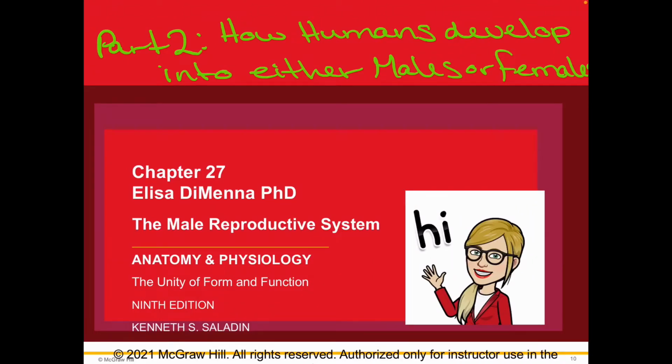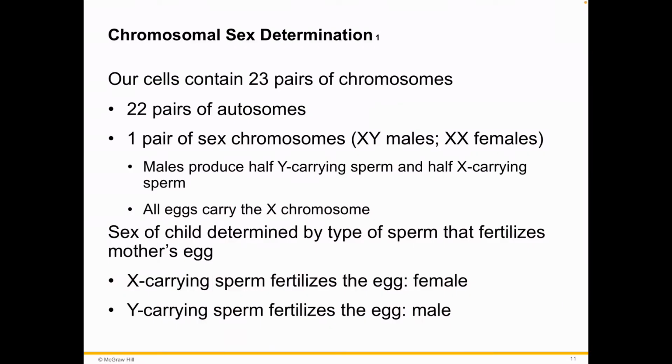I'm back. We're going over the reproductive system. We are going to kind of start trudging along in chapter 27, which is the male reproductive system, very similar to female. So we're going to talk this time about how humans develop into either male or female in a little bit more depth. So, chromosomal sex determination.